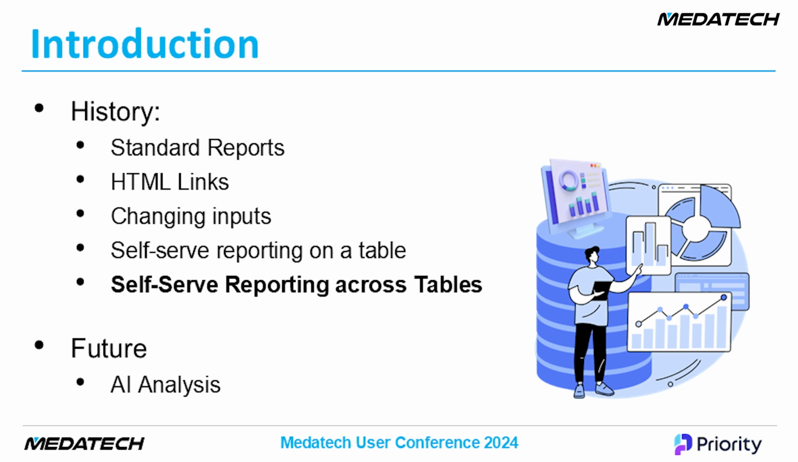So what was our history of reporting? We started off with standard reports, and those were in a format and data that your software provider thought you needed. So they would be a trial balance, a balance sheet, and a profit and loss in a format that they expected you to want. And then we moved forward from that, and we started adding things in like HTML links, and that allowed you to go from the actual report and go and see some of the data in the software. So that was a leap forwards.